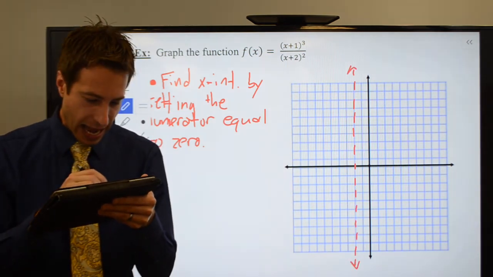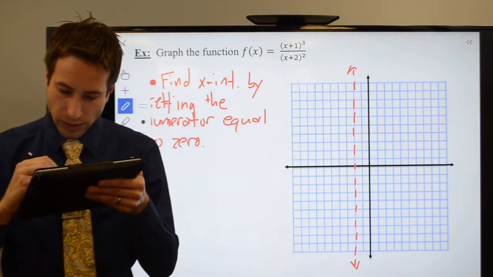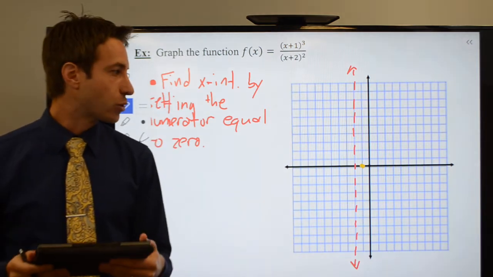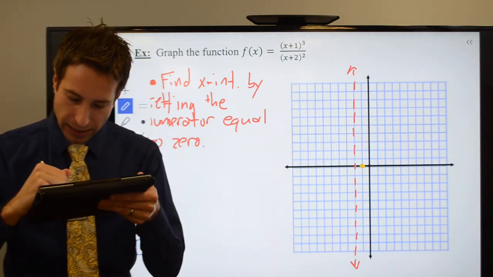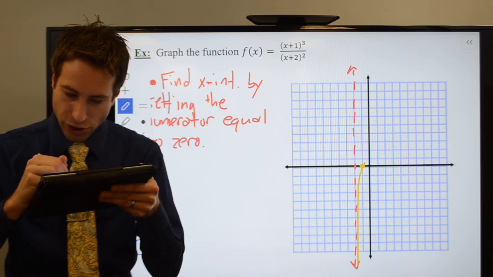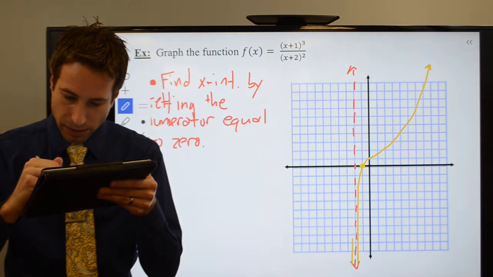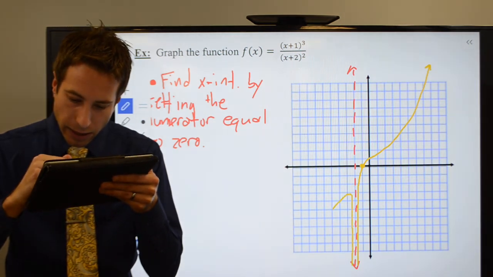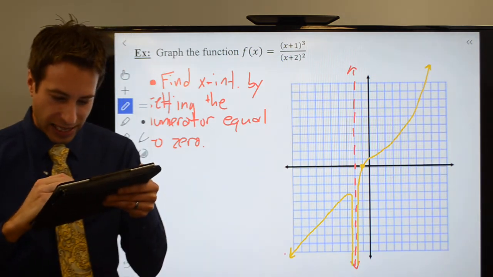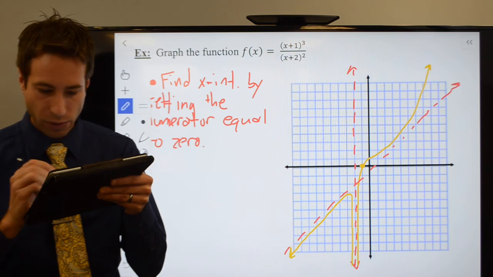I had an x-intercept at (-1, 0). And then again, what this one's going to wind up looking like, if you were to use your graphing calculator to confirm its shape, is something like that and something like that. And then you can kind of see that that slanted asymptote would run somewhere right through there.